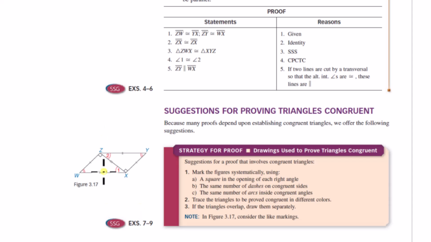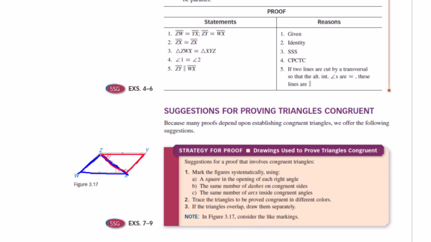So what they're saying is, just to make it clear which triangles you're trying to analyze, you could trace the triangles in different colors to make it clear which is which. So you can see both blue and red here, and you can distinctly see the blue and the red triangle. Okay, now if the triangles overlap, draw them separately. We did do that. Yeah, that's really helpful. If you've got overlapping triangles, you can just draw them separately.